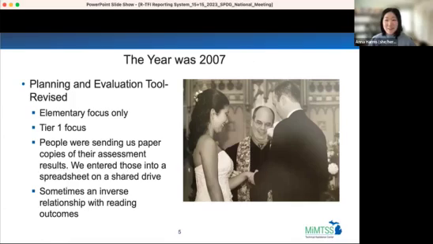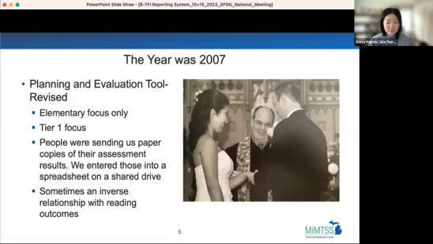I started my advanced practicum with the TA Center, and I got married that year. But back then we were doing things a little bit differently in Michigan. So our fidelity measure to look at the reading components of an MTSS framework was the Planning and Evaluation Tool Revised. I'm not sure if you all have any experience with that or remember it.